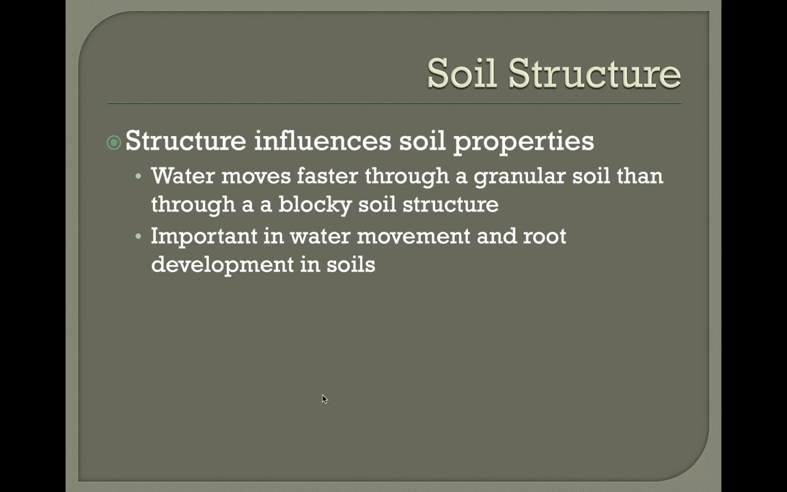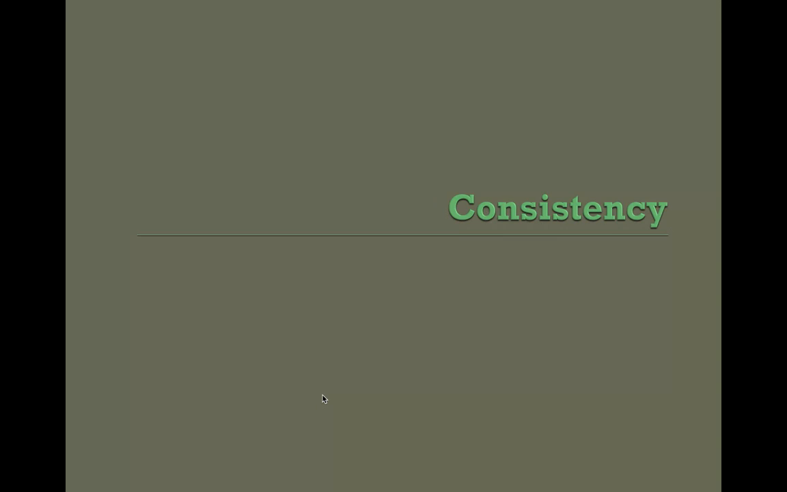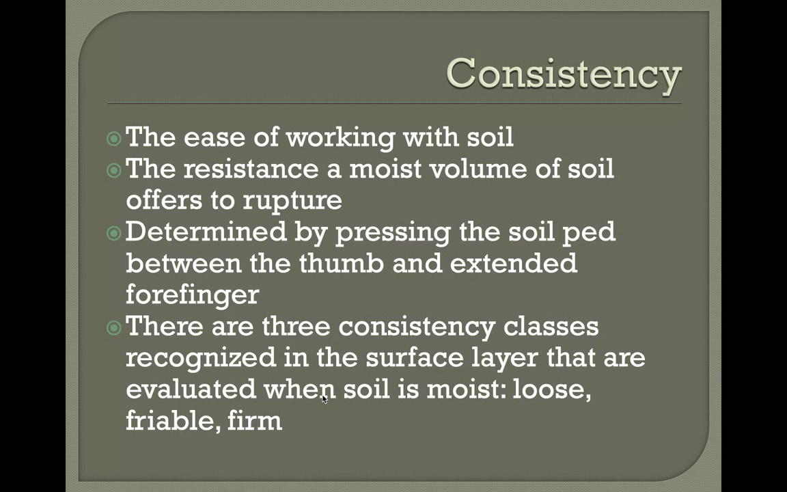I mentioned consistency, and consistency basically means how easy is it going to be to work with? How much resistance is there whenever you put a little bit of pressure onto the soil? How easy is it going to break apart? The consistency is going to be figured out by doing those ribbons. And there's different types of consistencies.